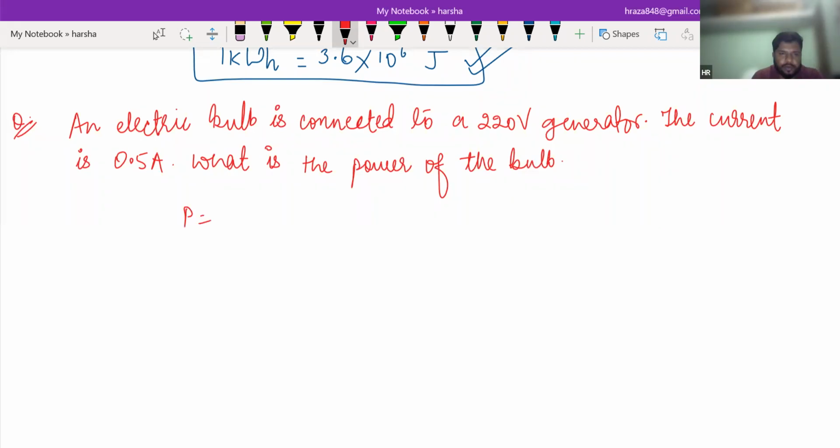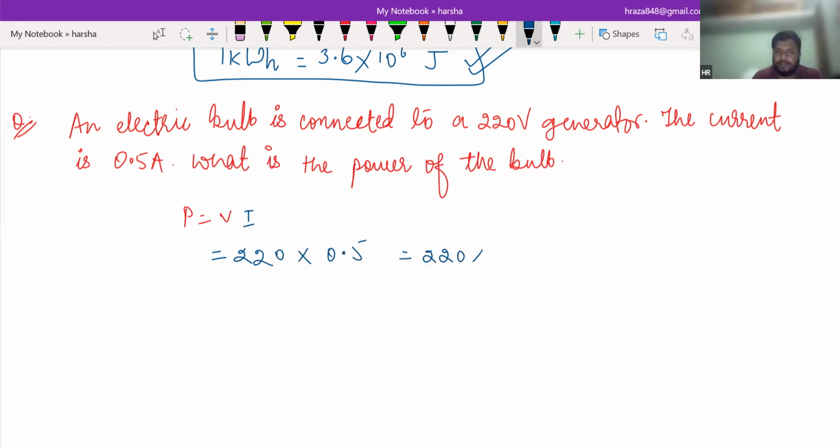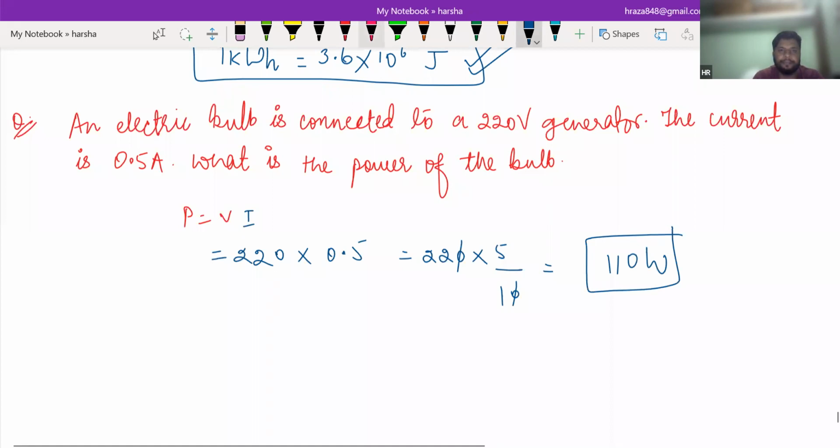Very good. P is equal to V into I, and V has a value 220 and I has a value 0.5. I'm going to simplify it: 5 by 10, and you can see 0 will be cancelled, and 5 tens are 50, 11, and this is basically P, so it is 110 watt. Is that clear, everyone? Abdullah?